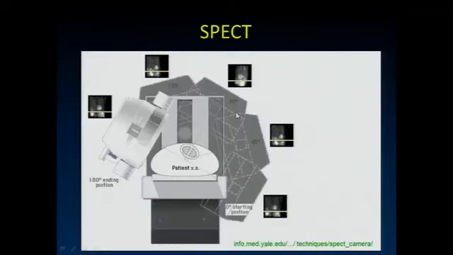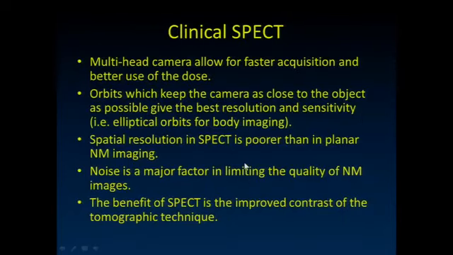So there's that gamma camera rotating around the patient like we've talked about. Multi-head cameras allow faster acquisitions because you're basically acquiring 2 or 3 of your projections simultaneously. We really want to choose an orbit that keeps the gamma camera as close as possible to the object of interest.